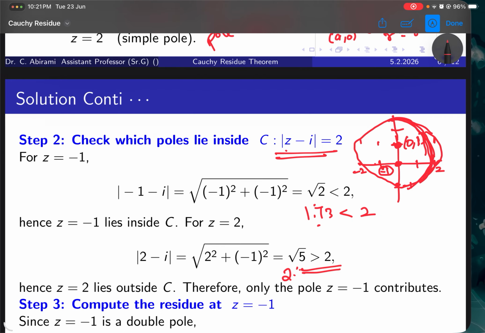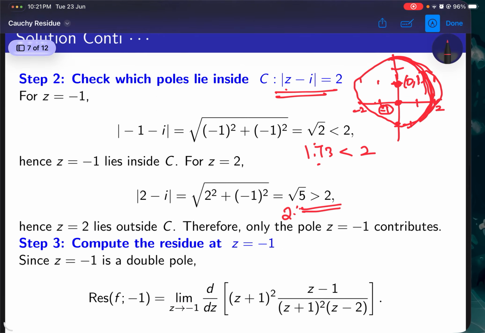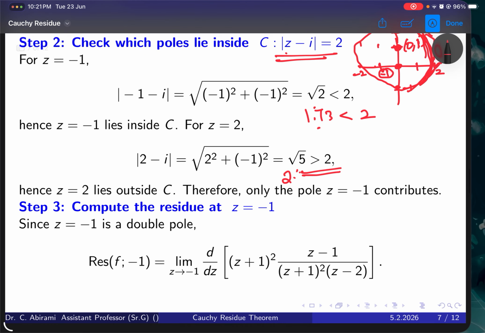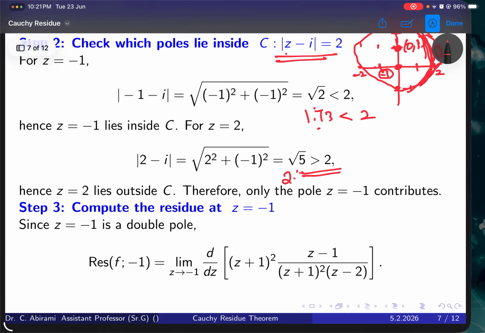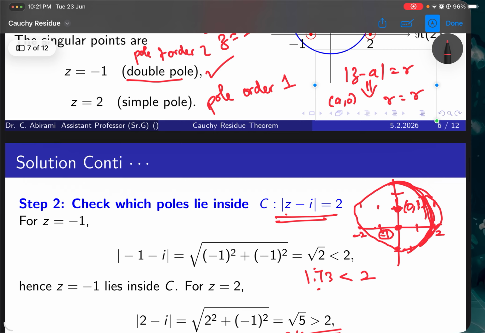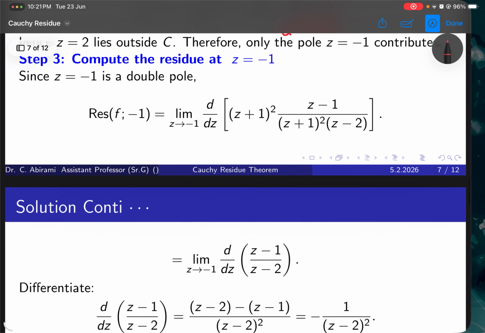Therefore, only the pole z equal to minus 1 is lying inside. The z equal to 2 does not lie inside. So we can compute the residue at only those singular points lying inside. Also, z equal to minus 1 is a pole of order 2. So we can use the formula.